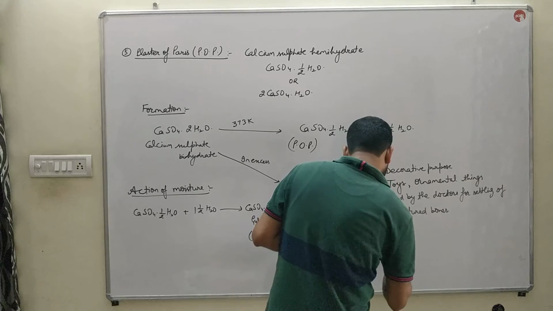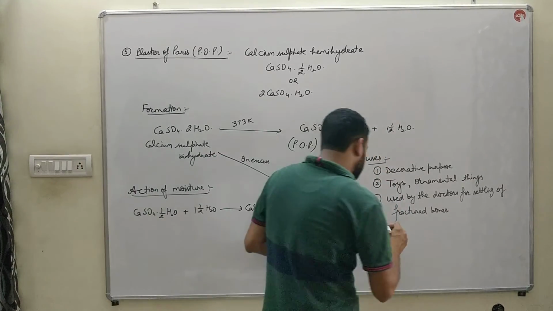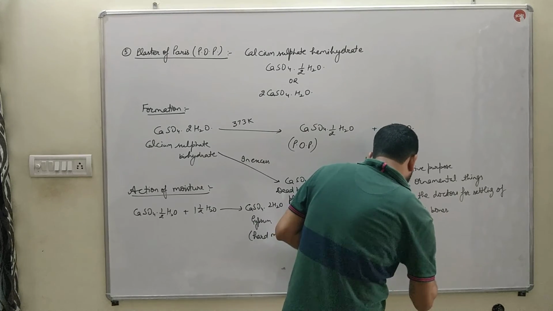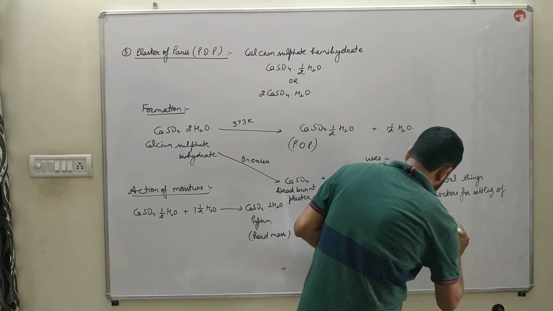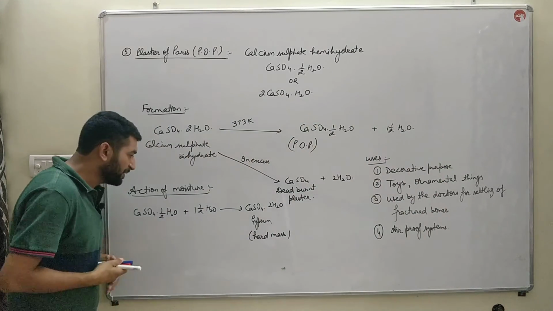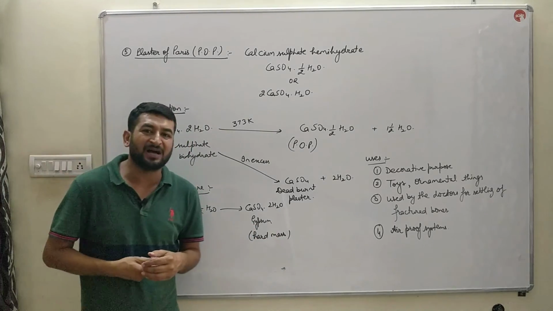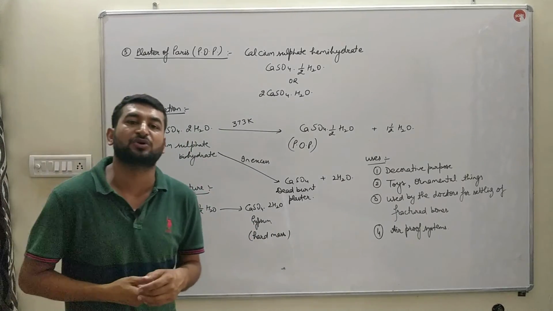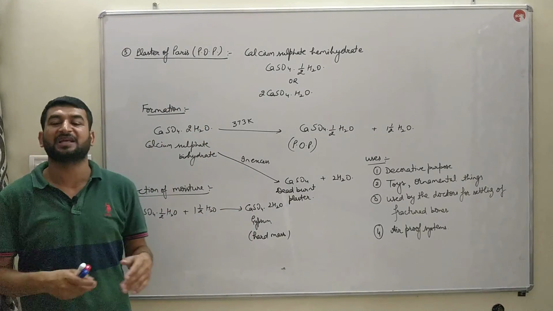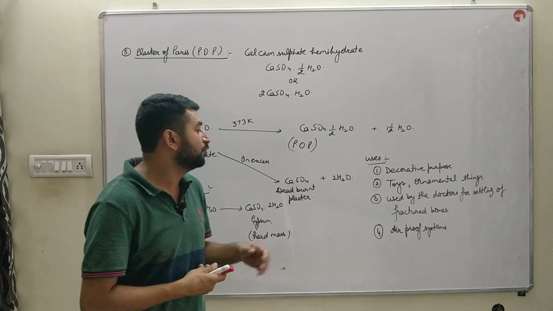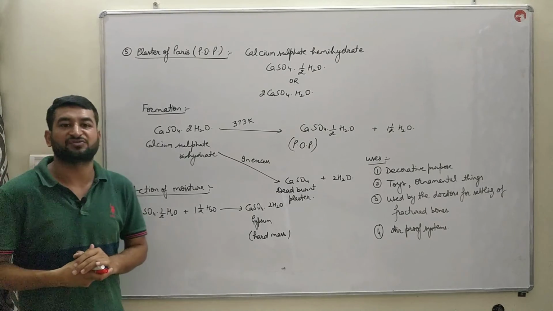Next, this POP is used to make air-proof systems in laboratories. As POP becomes a hard mass after obtaining moisture, it sets as a hard mass which does not allow air to go in or come out. So to make an air-proof container or air-proof setup, we use POP in the laboratories. And these are the uses of plaster of Paris.